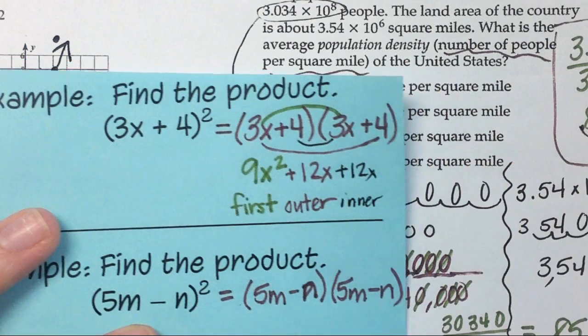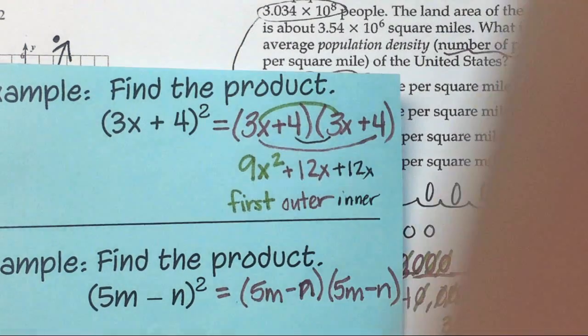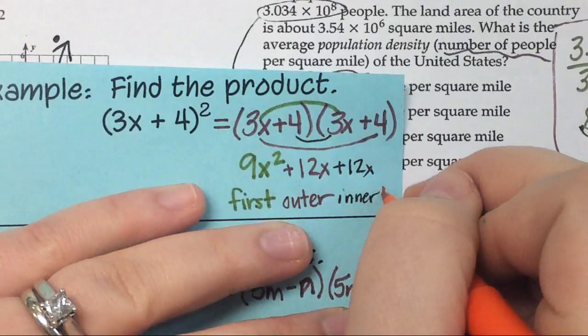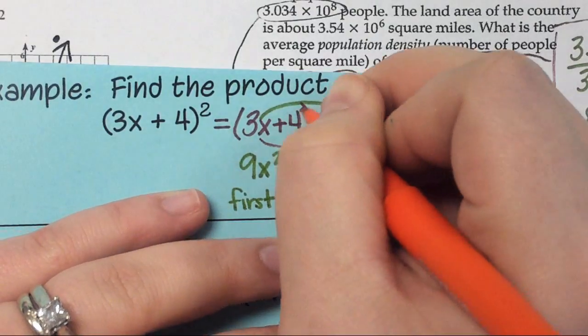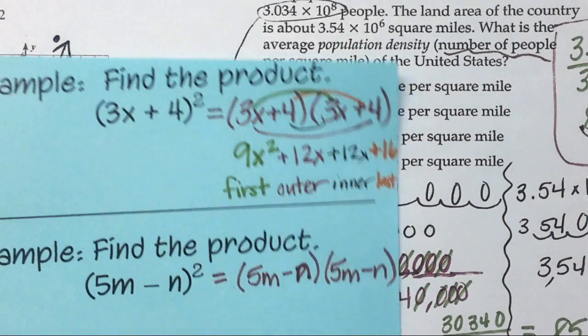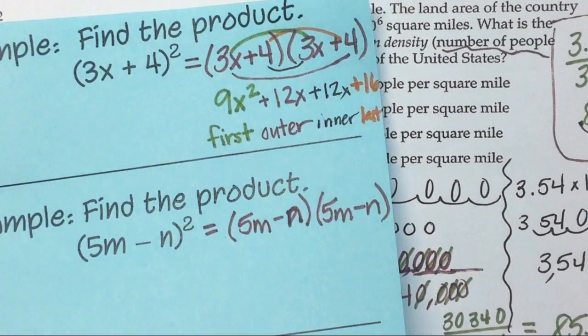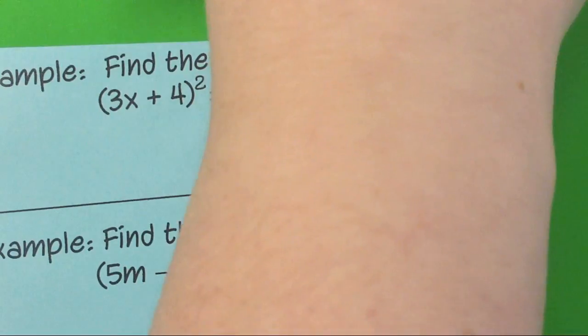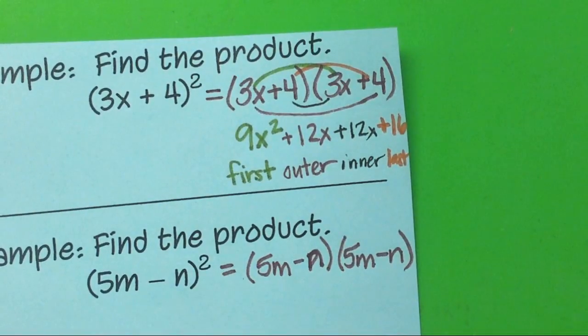And then I'm almost out of room. I'm going to have to squeeze it in really tiny. What is my last? 4 times 4. Which is? Okay. So I have 9x squared. Let me see if I can zoom in or move my stuff out of the way or something. I have 9x squared plus 12x plus 12x plus 16. Are there any questions about how I got that? First, outer, inner, last. Yes, we're going to keep doing stuff after that.